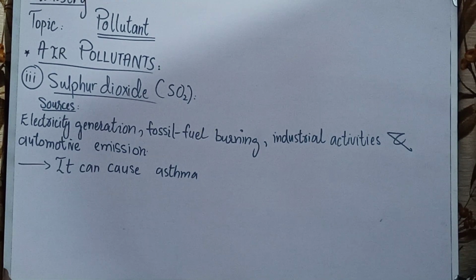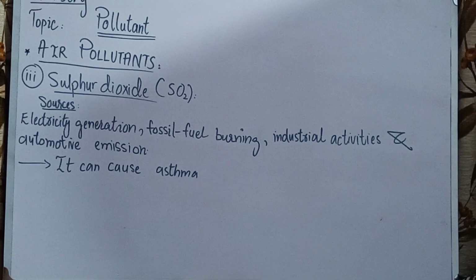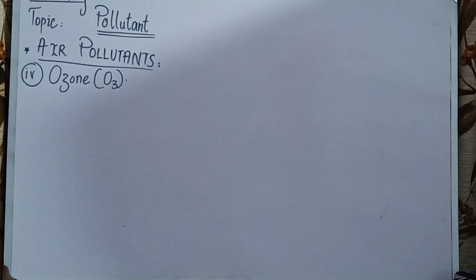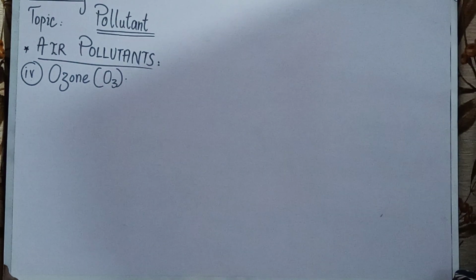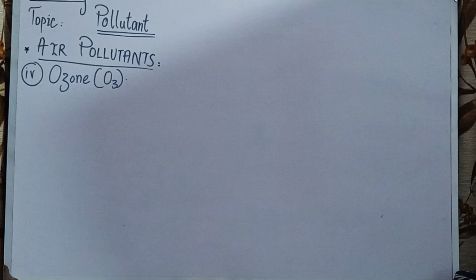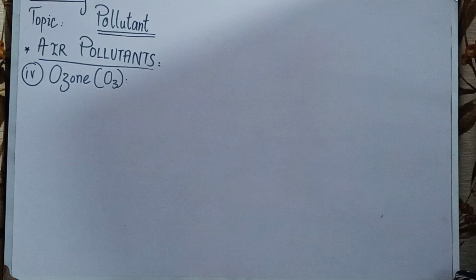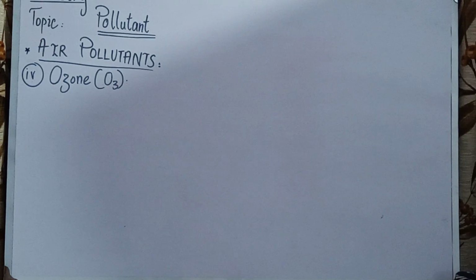Now the next pollutant I am going to discuss is ozone, O3. Ozone is an allotropic form of oxygen consisting of 3 oxygen atoms. It is formed in the atmosphere where an oxygen atom joins an oxygen molecule in the mid of stratosphere. I have discussed stratosphere in my previous video where I discussed atmosphere, the layers of atmosphere, composition. So you can watch that video.